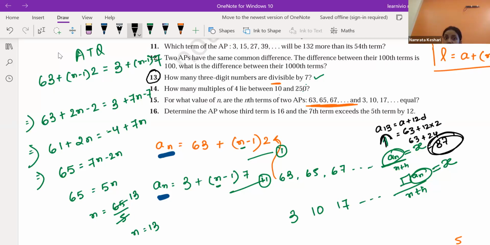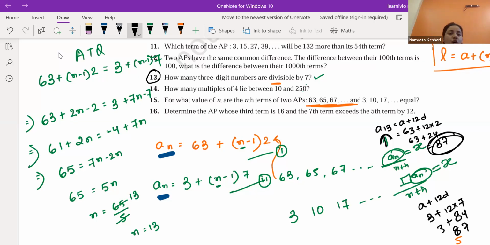Let me check the 13th term in the next AP. So a plus 12d. The 13th term will be a plus 12d. A is 3 over here, d is 7 over here. So 12 into 7, we'll have 84 plus 3. Can you see? The 13th term in the first AP is 87. The 13th term in the next AP is 87. Can you see that? Yes, ma'am.